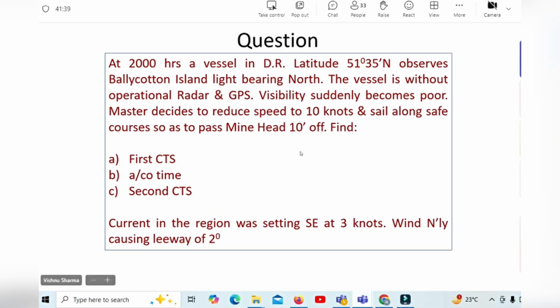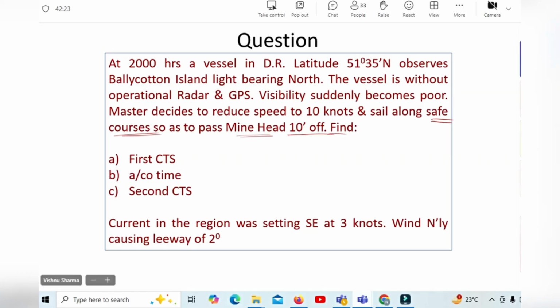At 2000 hours, a vessel in DR latitude 51 degrees 35 minutes north observes Ballycotton Island light bearing north. So obviously this will give you a PL. The vessel is without operational radar and GPS. Visibility suddenly becomes poor, so you're blinded. Master decides to reduce speed to 10 knots and sail along safe courses. Safety is of utmost importance, so that he can pass the Mine Head 10 miles off.